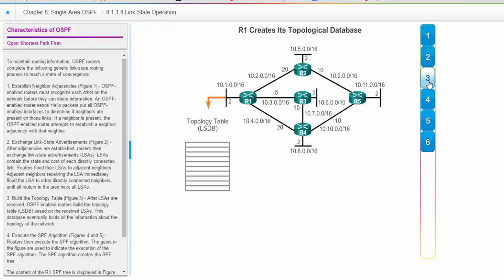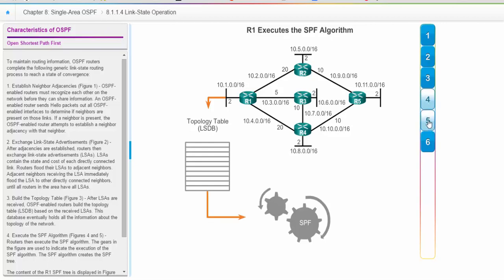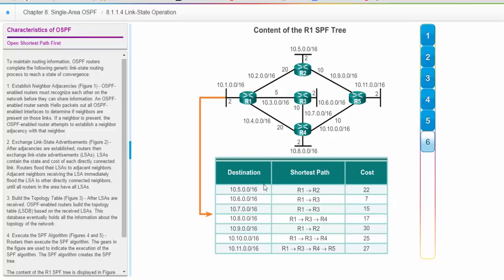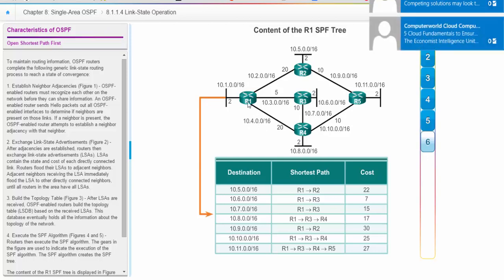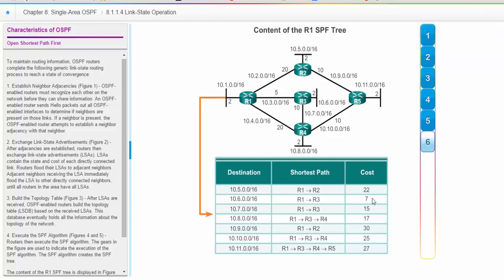It floods out the LSAs. It builds its routing table. It calculates the shortest paths. It creates the shortest path first tree. In this instance here, they're talking about router 1. And then you have the content of what's the shortest path. You'll notice that the shortest path in this particular one is going to go from router 1 to router 3. It has a shortest path of 7. And here for router 1 to router 2, it is the longest at 30. Okay?